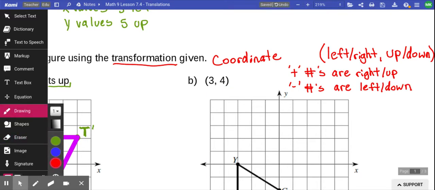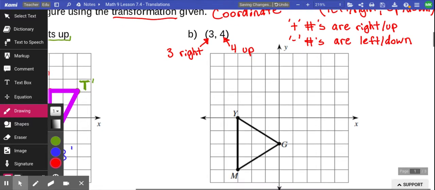So if I was to look at this question, this coordinate, what it's telling me is to take my shape and go 3 to the right because it's positive. And the second number tells me up or down. This one would be 4 up because it's positive.